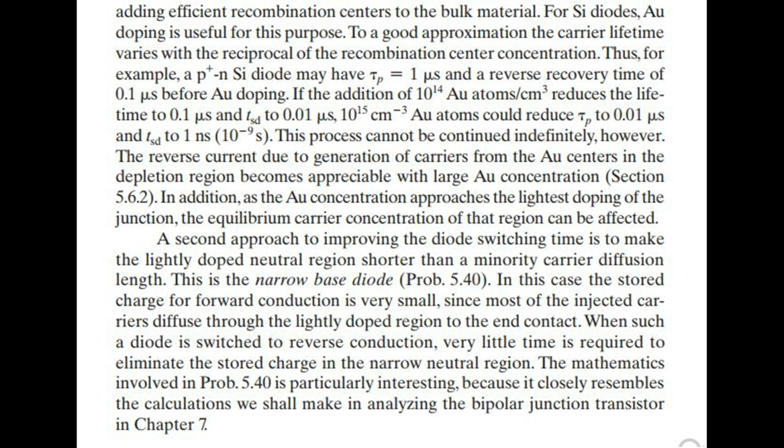A second approach to improving the diode switching time is to make the lightly doped neutral region shorter than a minority carrier diffusion length. This is the narrow base diode, Prob 5.40. In this case, the stored charge for forward conduction is very small, since most of the injected carriers diffuse through the lightly doped region to the end contact. When such a diode is switched to reverse conduction, very little time is required to eliminate the stored charge in the narrow neutral region. The mathematics involved in Prob 5.40 is particularly interesting, because it closely resembles the calculations we shall make in analyzing the bipolar junction transistor in Chapter 7.